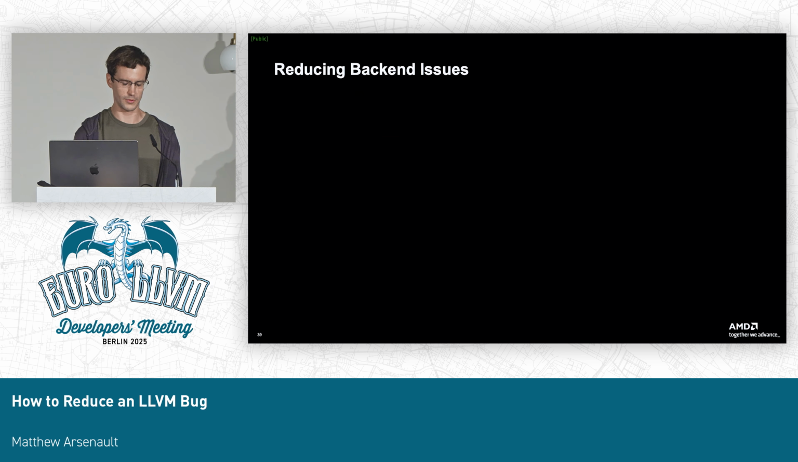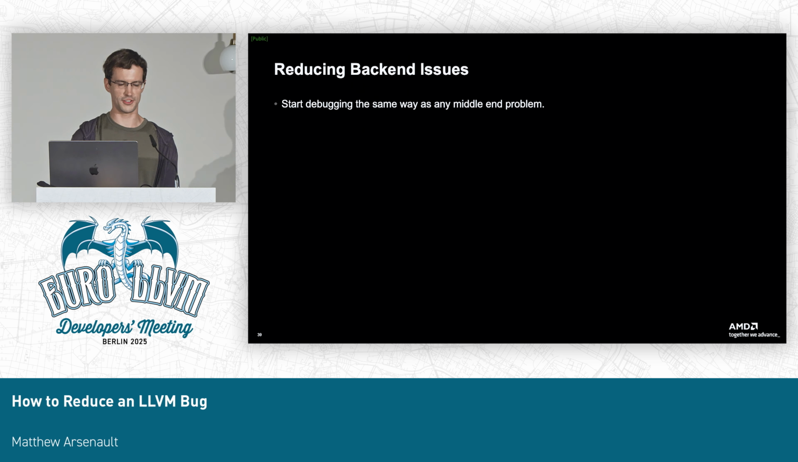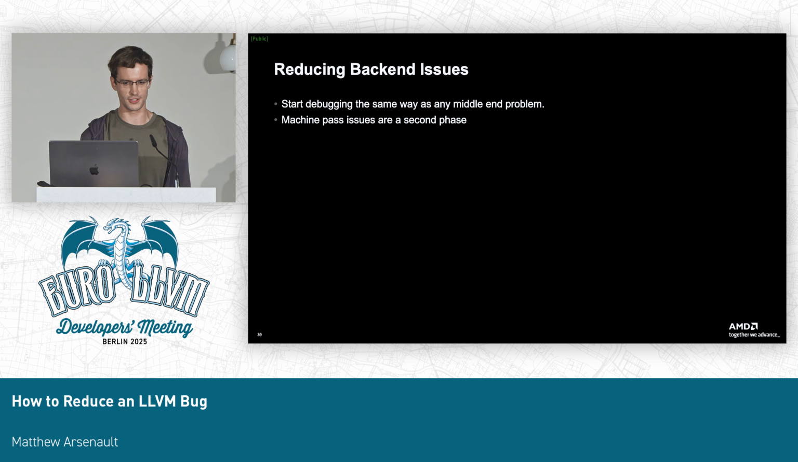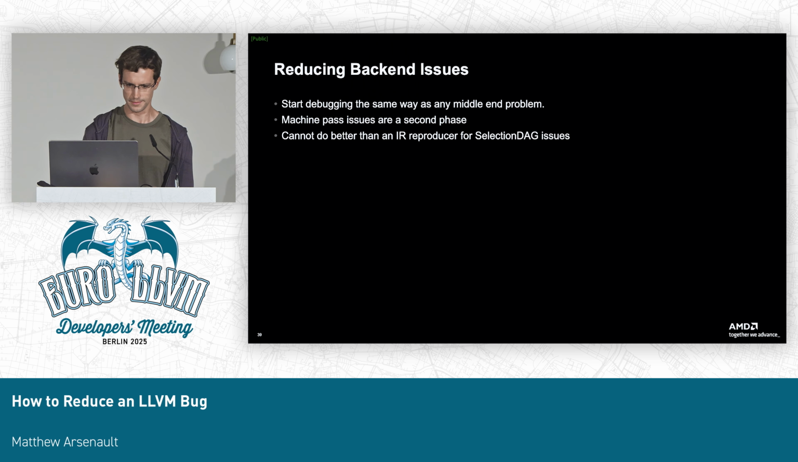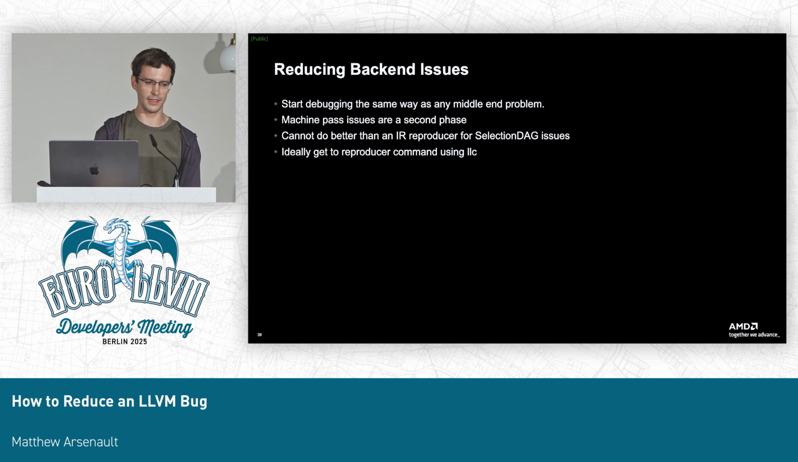And now for backend issues, which is what I spend most of my time actually dealing with, you just do all the same things. Debugging anything in the code gen layer is just a second phase of the process. For anything in selection DAG, you cannot do any better than an IR reproducer. You want to ideally get a reproducer command using LLC, but sometimes Clang works just as well. There's a lot of junk in target options that you kind of need to use Clang from the beginning to get it to reproduce. And everything is just generally worse in the back end.